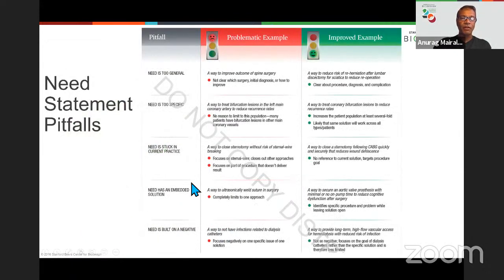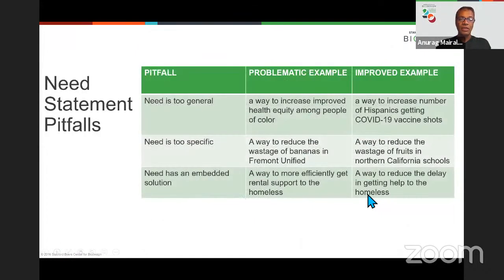Here are some of the need statement pitfalls. I'll just quickly mention a few. Too general or too specific, so the zoom level is not right. It's stuck in current practice, which means it embeds current practice. That could be a problem. If it has an embedded solution, that gets you stuck with the current solution. It's based on a negative. You don't want your need statement rooted in a negative statement. Again, I'm not going to spend too much time. Here are some examples of need statement pitfalls, including non-healthcare related ones. We can review that. You'll have these slides.